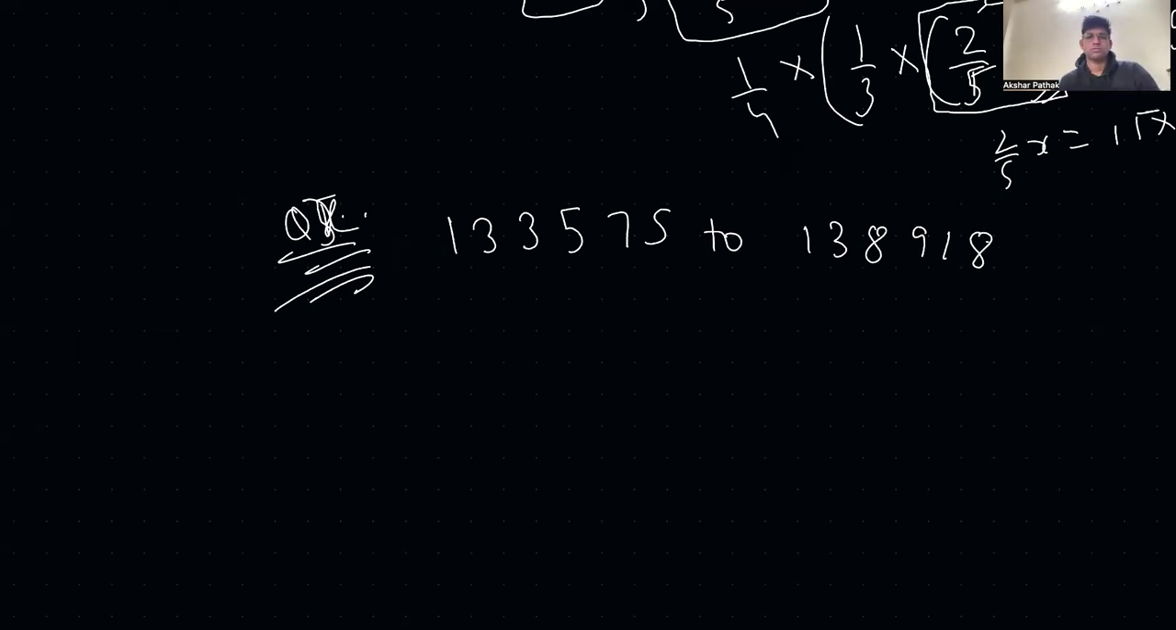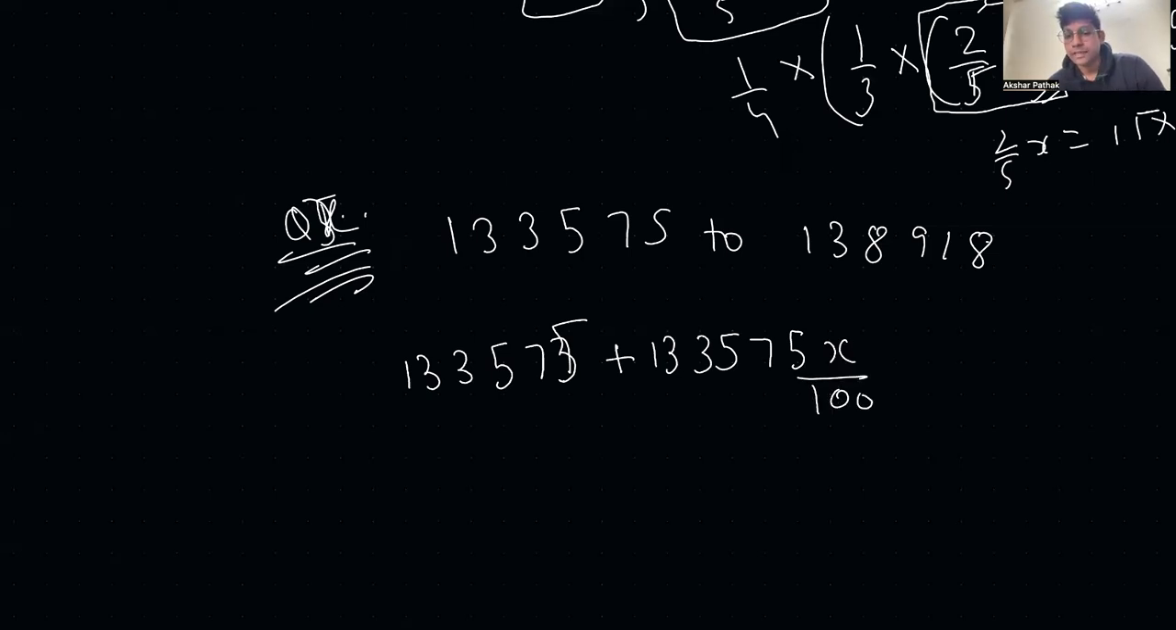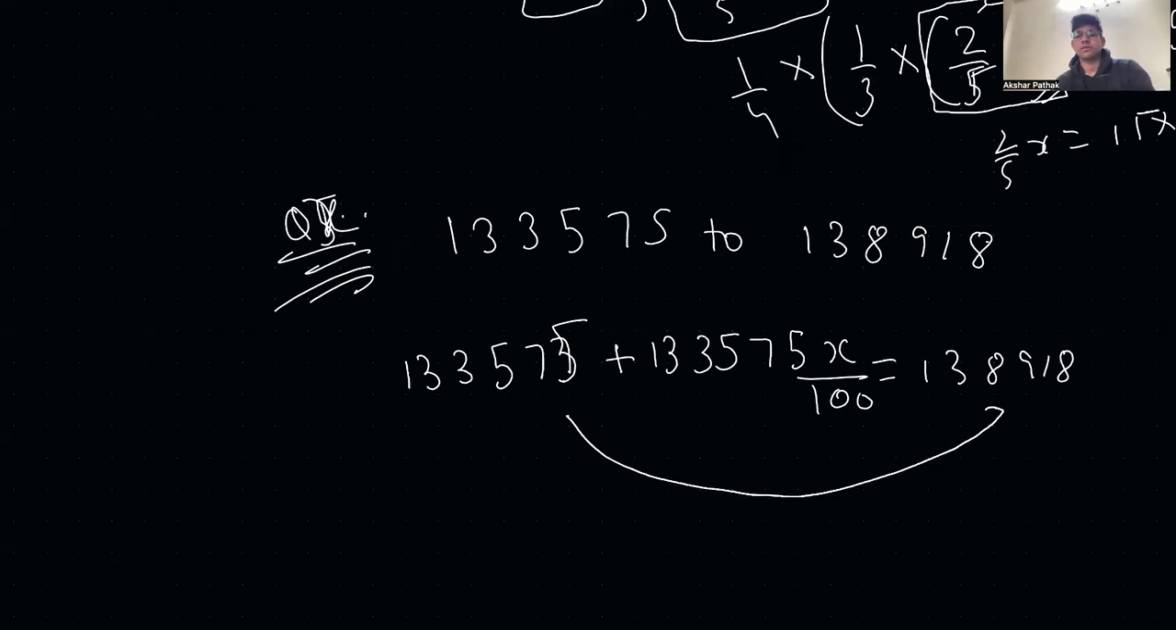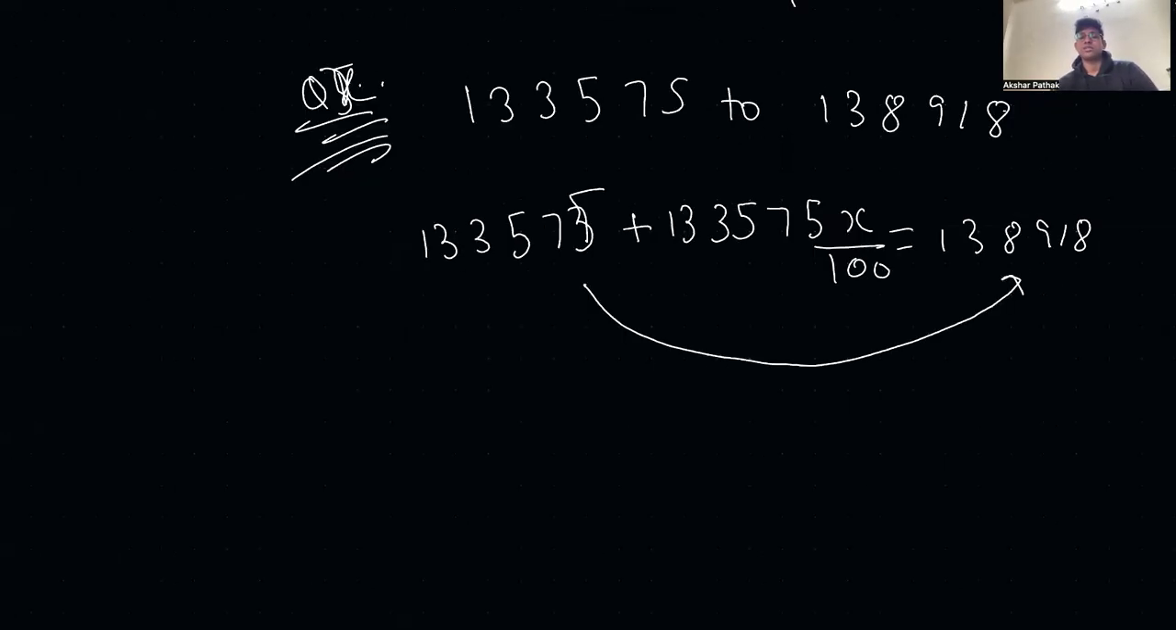So how will you find it? 133,575. Okay, this was our initial population, and let's say that X% has been increased. So 133,575 into X by 100. Okay, this was our increase in percentage X, is equal to 138,918. Now you will send this to the right hand side.